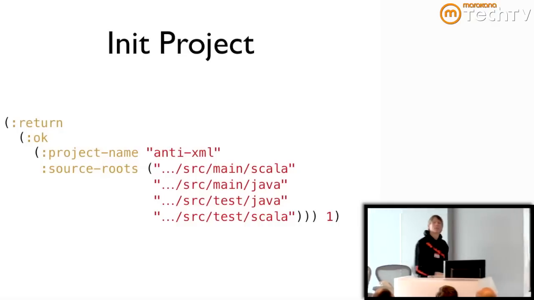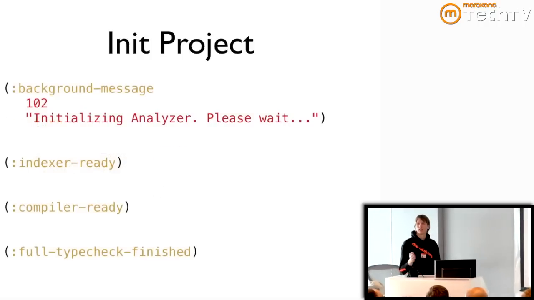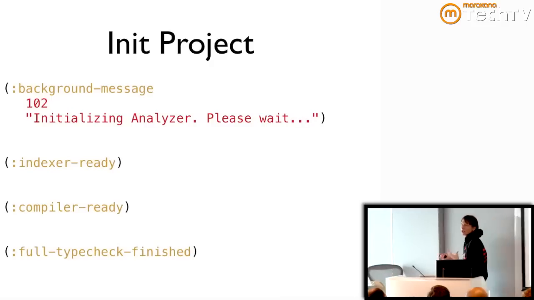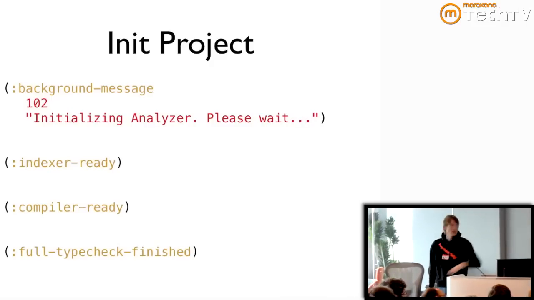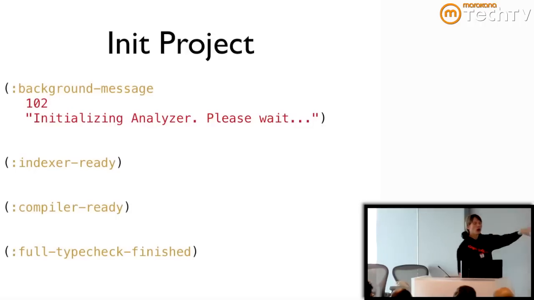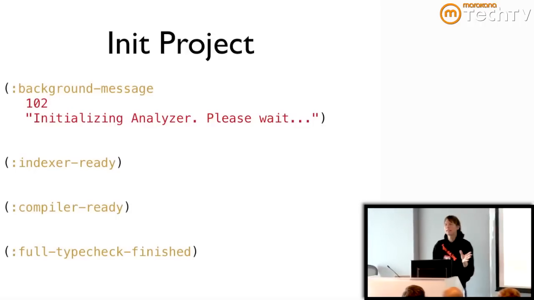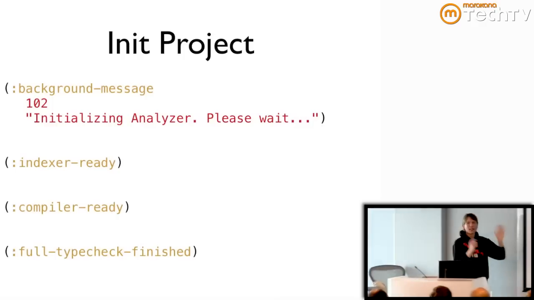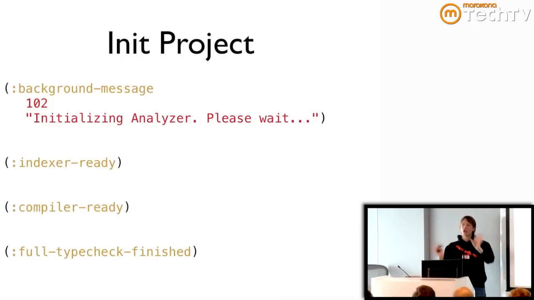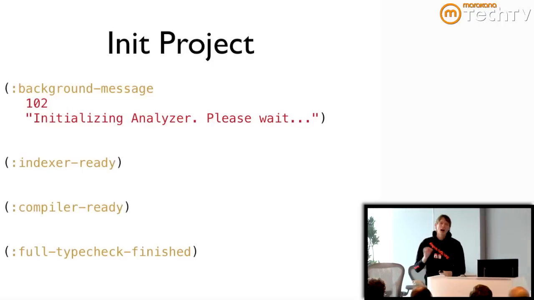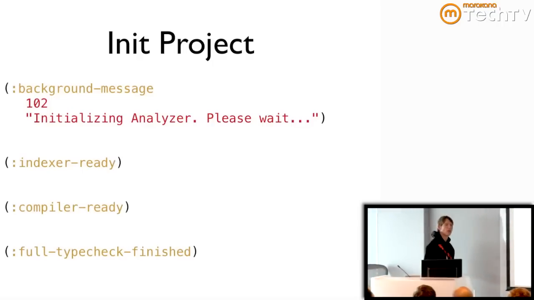But there's more. ENSIME is going to tell me some other things, just as a result of this init project call. It's going to give me a background message that says I'm initializing the analyzer. It's going to give me an indexer ready message. It's going to give me a compiler ready message. These are the full S-expressions that it's sending me. So these are global messages that ENSIME basically proactively is sending down the channel and telling me that these things are happening, right? This stuff is going on. And you need to be able to handle these. So ENSIME communicates with you, not always through callbacks, but sometimes with these global messages.